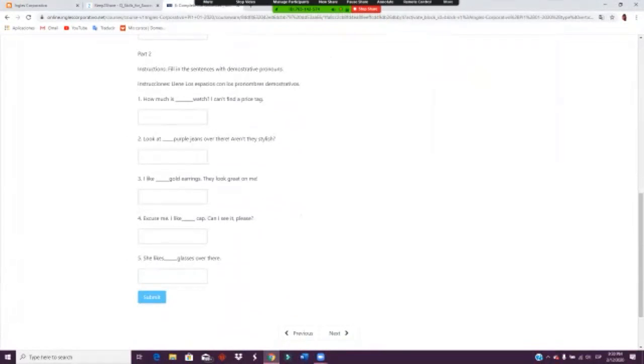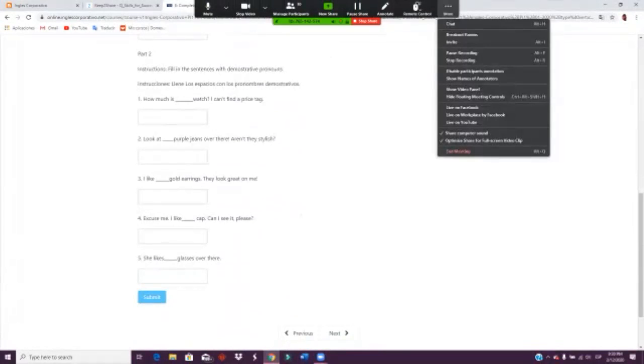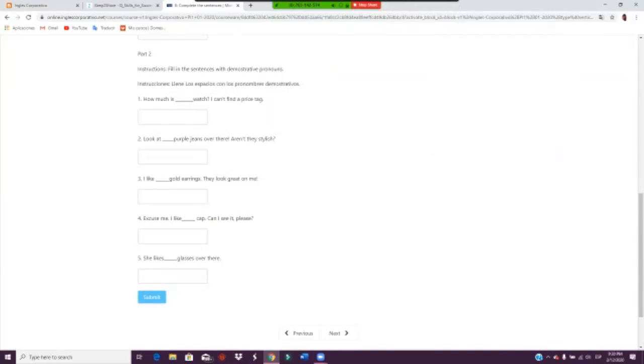Los demonstrative pronouns son los siguientes. Los voy a poner en el chat. Let me stop sharing. Los demonstrative pronouns son los siguientes. This, cuando algo está near, y es singular. Then tenemos these, pero se escribe diferente. T-H-E-S-E, these, que es para cuando digamos something is far.